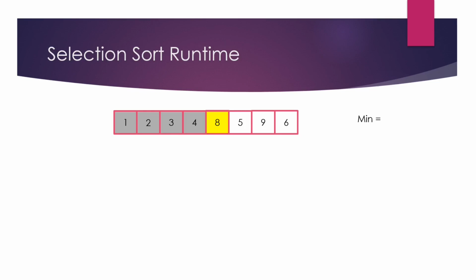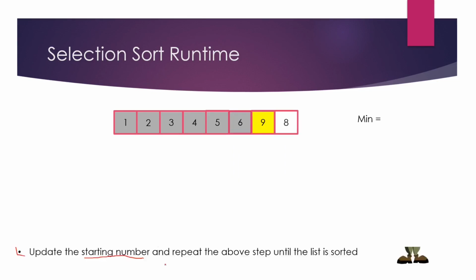Now let's go to the fifth slot. Initially, the min is 8. 5, are you less than 8? Yes. Update to 5. 9, no. 6, no. So swap 8 with 5. Now you go to the sixth slot. Initially, the min is 8. Is 9 less than 8? No. Is 6 less than 8? Yes. So we update the min with number 6. So number 6 is swapped with number 8.